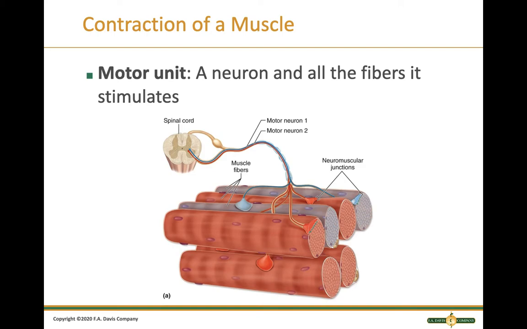Alright, next we need to know what a motor unit is. It is a neuron and all the fibers it stimulates. So in this picture here we have a blue motor neuron, and it stimulates those two blue muscle fibers. And then we have a red motor neuron, and it stimulates those four red muscle fibers.